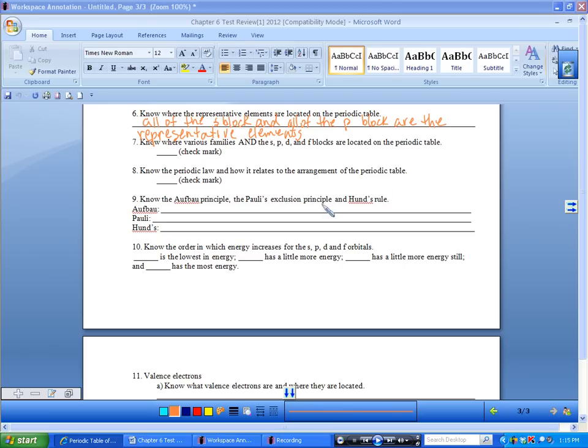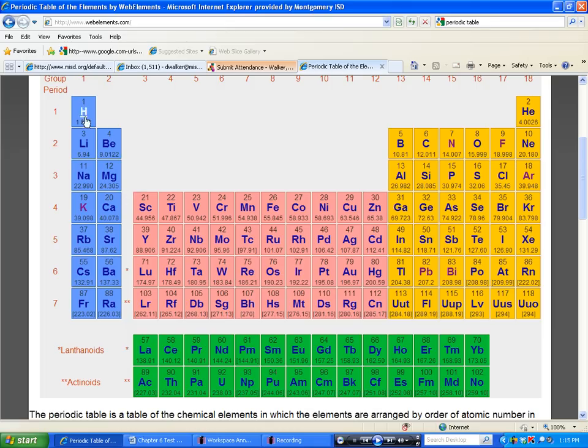Know where various families and the S, P, D, and F blocks are located on the table. So you're going to have to be able to know that these are the alkali metals, alkaline earth, transitions, inner transitions, boron family, carbon family, nitrogen family, oxygen family. These are called the halogens, and these are the noble gases.